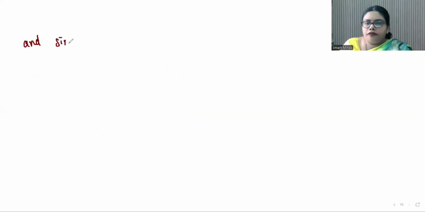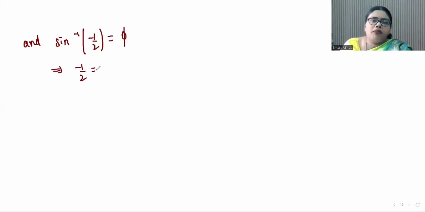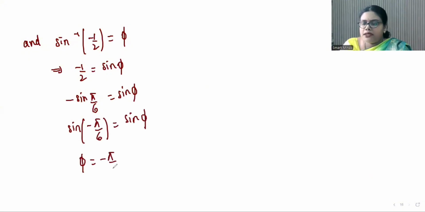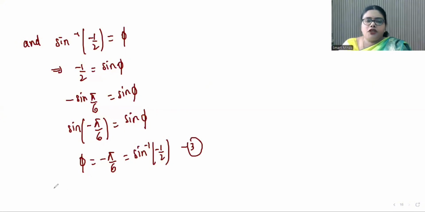Sine inverse of minus 1 by 2 we have taken as phi. So we can write minus 1 by 2 as sine phi. Now when is sine theta 1 by 2? At 30 degrees. So this is sine pi by 6, which can be written as sine of minus pi by 6 equals sine phi. So phi equals minus pi by 6, that is equal to sine inverse of minus 1 by 2. Let's take this as equation number 3.